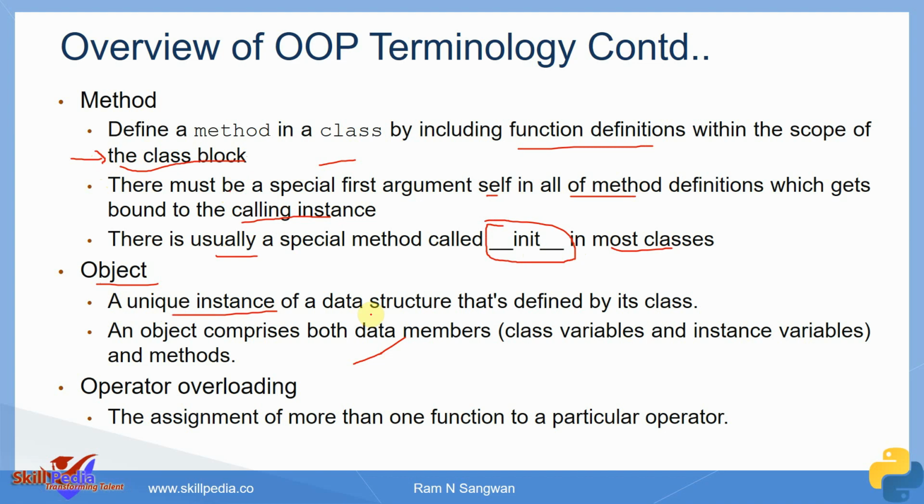Object, a unique instance of a data structure that is defined by its class. An object comprises data members, that is class variables and instance variables, and methods. Now the complete definition of object, as I explained. An object consists of class variables, meaning variables that are specific to the entire class, which are common to the entire class, and then there are variables which are specific to the methods of this object. So an object consists of these class variables, instance variables and the methods.